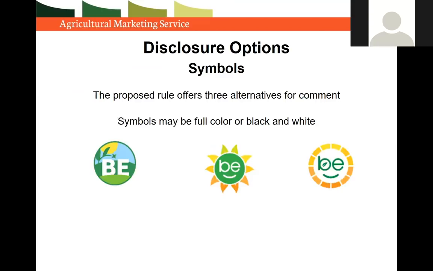A symbol is another way to disclose the presence of bioengineered food or bioengineered food ingredients. We have proposed 3 alternative symbols. There are several options included in the proposed rule, all 3 of which include some variations of the letter B and E, which is short for bioengineered. We seek comment on the alternatives and the variations of the symbols.